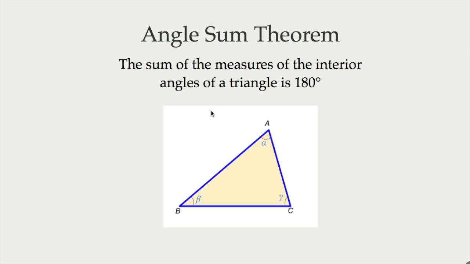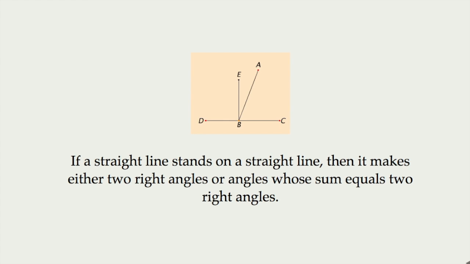Of course, in geometry, we base a lot of theorems or results on fundamental assumptions. There's a famous set of 5 axioms of geometry, and one of them is regarding right angles. A result from that is that if a straight line stands on another straight line, then it makes either two right angles or angles whose sum equals two right angles.